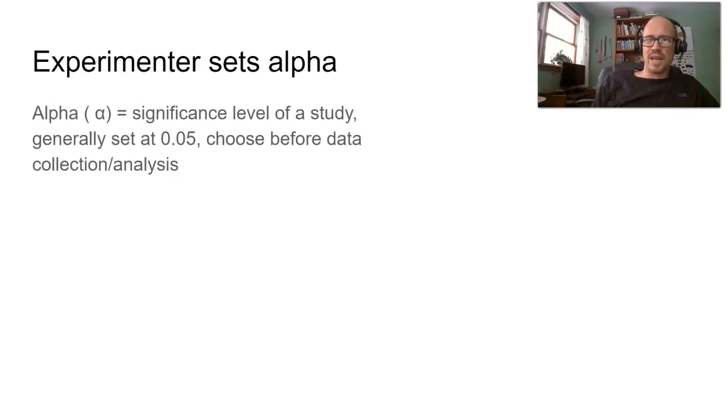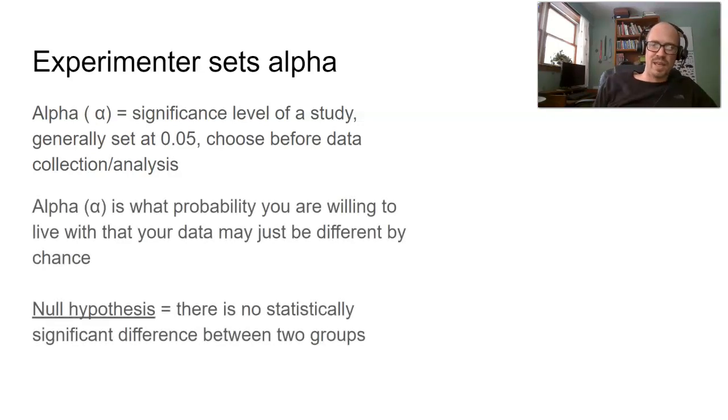So before you run the test to determine the p-value, you need to set what is called alpha. And alpha is the significance level of the study. It's generally set at 0.05. And you choose it before you do any analyses. You can't wait to see what your probability value, your p-value is, and then adjust it. So if you're not sure, probably just set it at 0.05. It is the probability you're willing to live with that your data may just be different by chance. So if you want to be more conservative, you would set it lower. And if you want to be a little more open to finding a difference, then you would make it a little higher. But again, 0.05 is the standard.